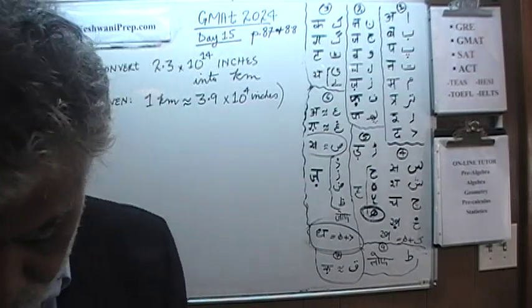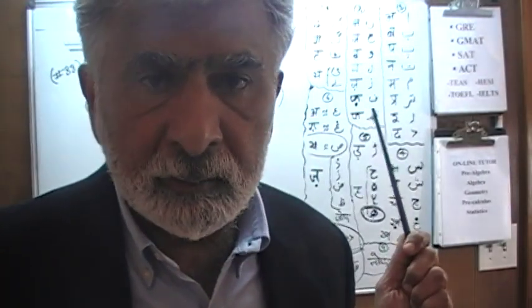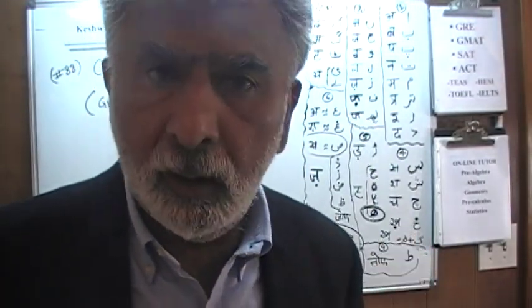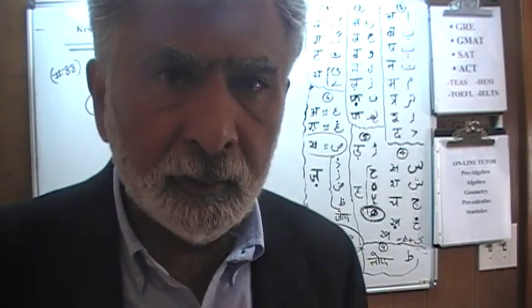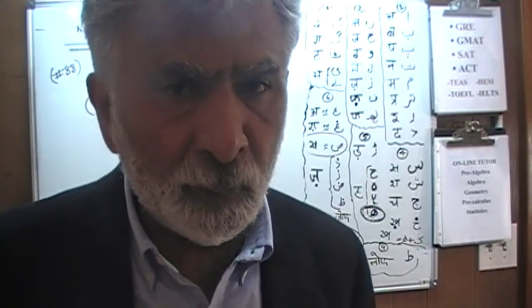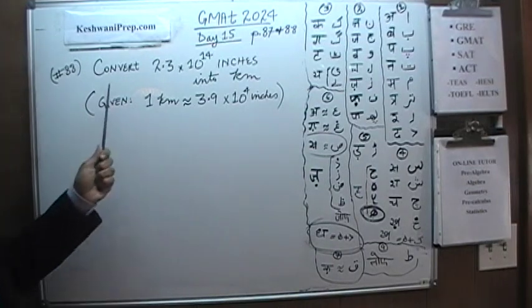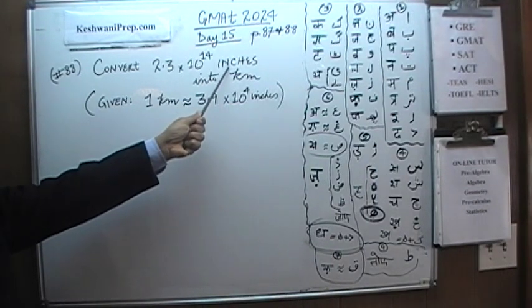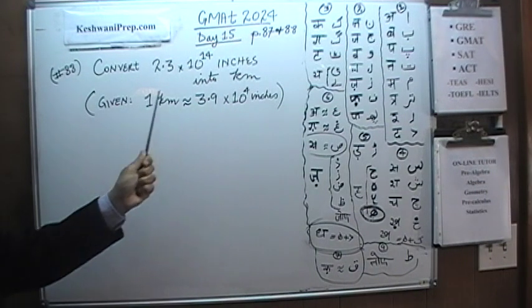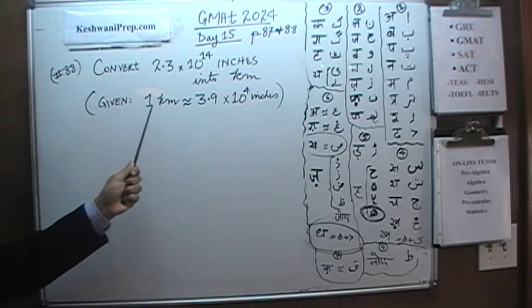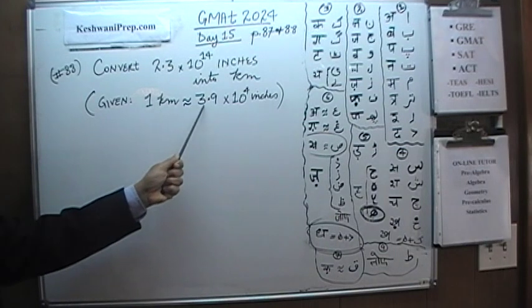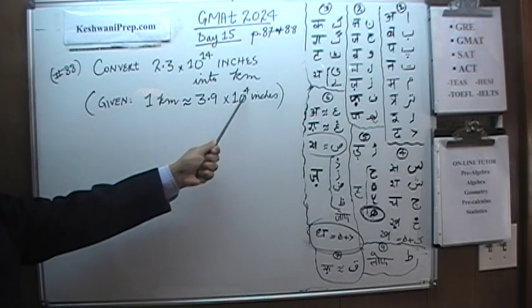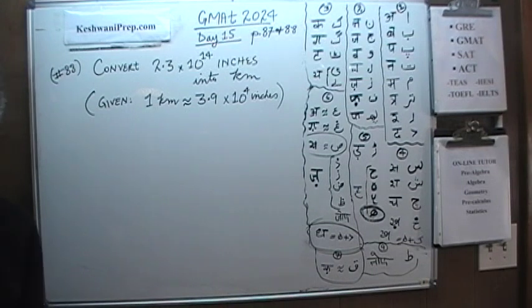Let's begin. The very first problem, as you can see, is already on the blackboard. I'm going to read it to you. I'm going to get out of the frame, pause the video and do it yourself as always, and then compare your work against the work that we'll do together, as I always remind you. So here we go. We are being asked to convert 2.3 times 10 raised to 14 inches into kilometers. And this is given to us in the problem. We are told that 1 kilometer approximately equals 3.9 times 10 raised to 4 inches. Go ahead and do it yourself.